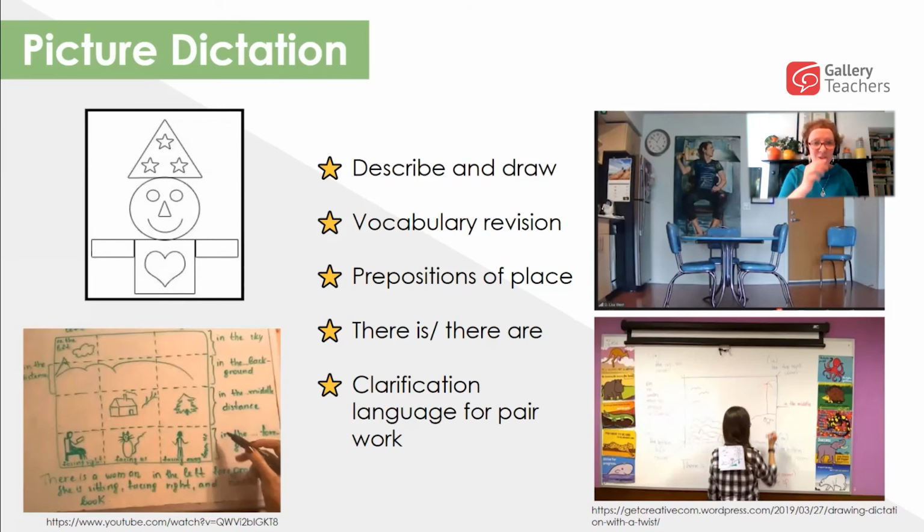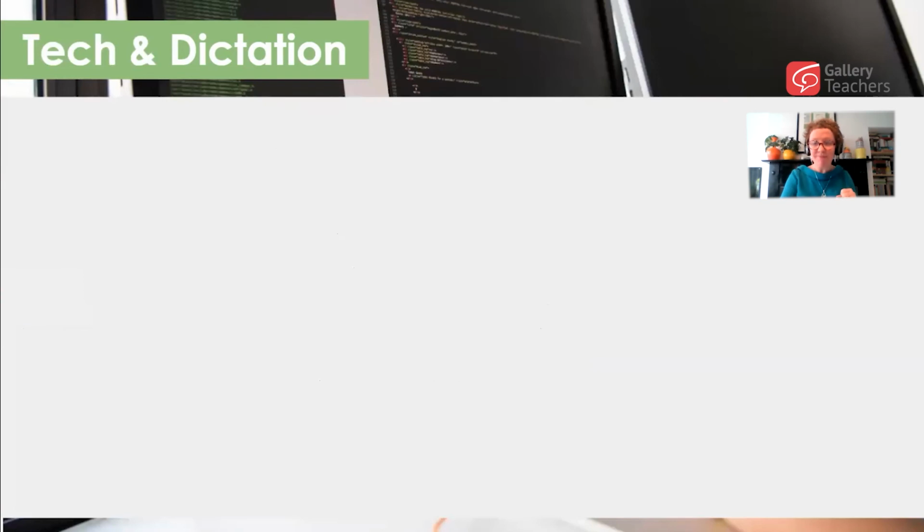Another reason why I love this so much is that it's something that really works well for all types of pair dictations, actually, whether it's running dictation, shouting, or the whisper dictation. It really lends itself to clarification language because the students can't say, what? I don't understand. They need to have the language to say, can you say that again? Or can I just check one thing? Or did you say this or that? Did you mean this or that? So it's a really useful way to teach that bit of functional language to help the students clarify when they're not sure they've understood something.